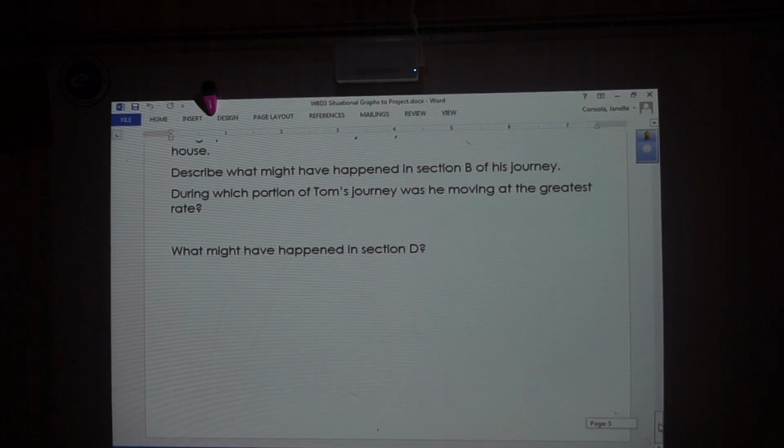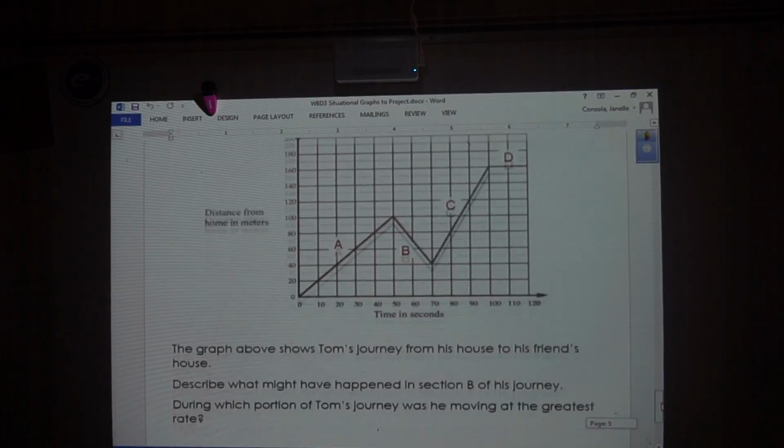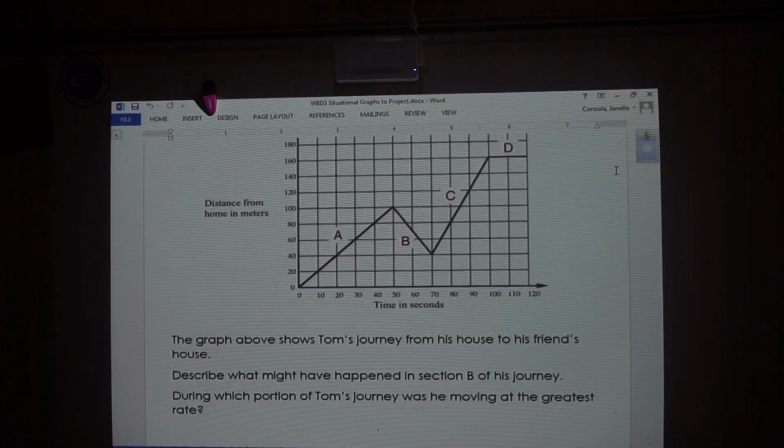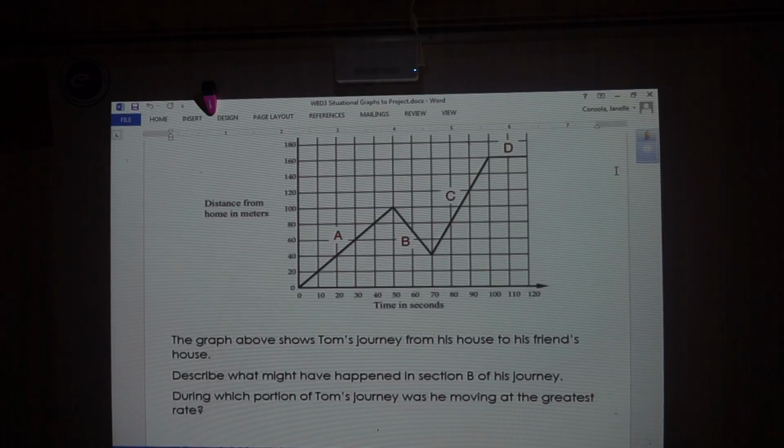Okay, what might have happened in section D? Well, we could say he got to his friend's house and he stopped to talk. He got to the park and just realized he wanted a little bit of quiet time. He got to his friend's door and rang the doorbell. We don't know. Okay, so what we're going to look at more today is telling stories from graphs. Okay, situational graphs is what this is called, or story graphs.